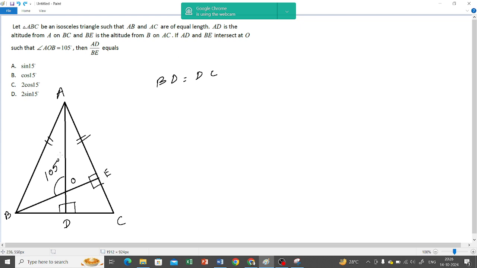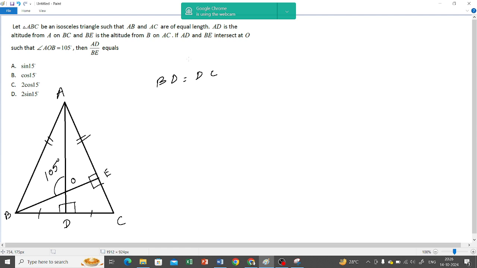See, AD is the median and D bisects BC. Why did I say AD is the median and not BE? Because only that altitude which runs between the two equal sides will act as the median. Here AD is the altitude between AB and AC, which are the two equal sides, so AD is acting as the median. So BD is equal to DC, and BE is just the altitude from B on AC.